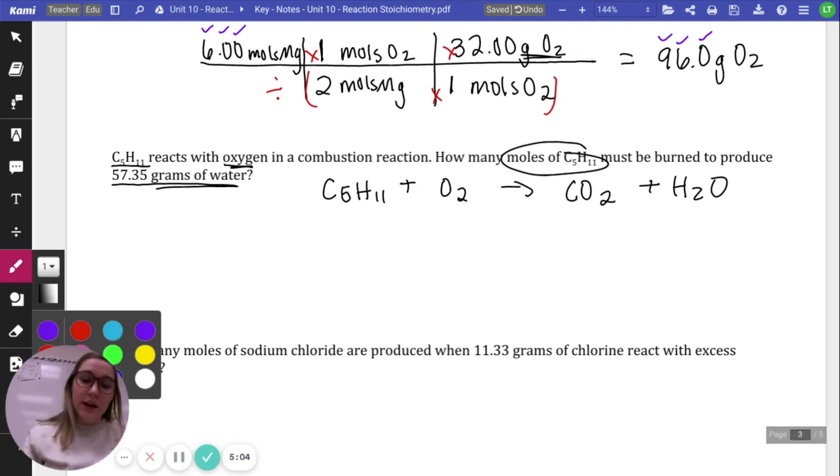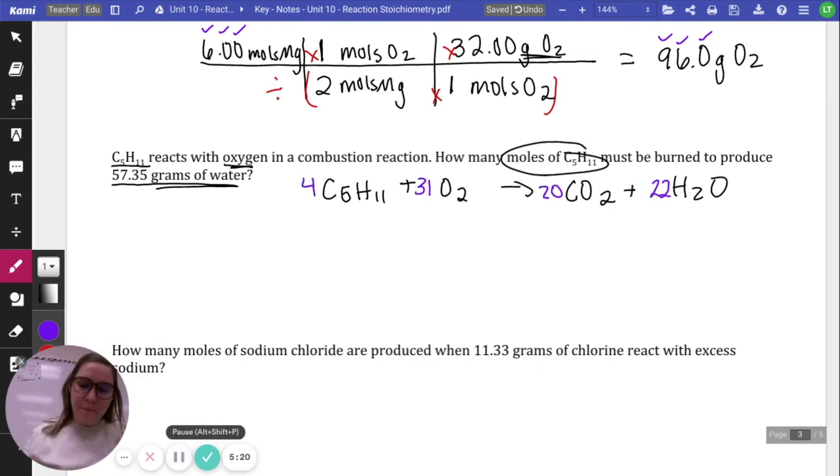Now I'm going to give you guys a minute. Go ahead and pause the video. This one is pretty tricky, but I want you to attempt to balance this equation. Pause the video, try to balance this one, see if you can do it. Okay, like I said, this one is pretty tricky. The coefficients should be 4, 31, 20, and 22. You may have never seen coefficients that big, but that is how you balance this equation.